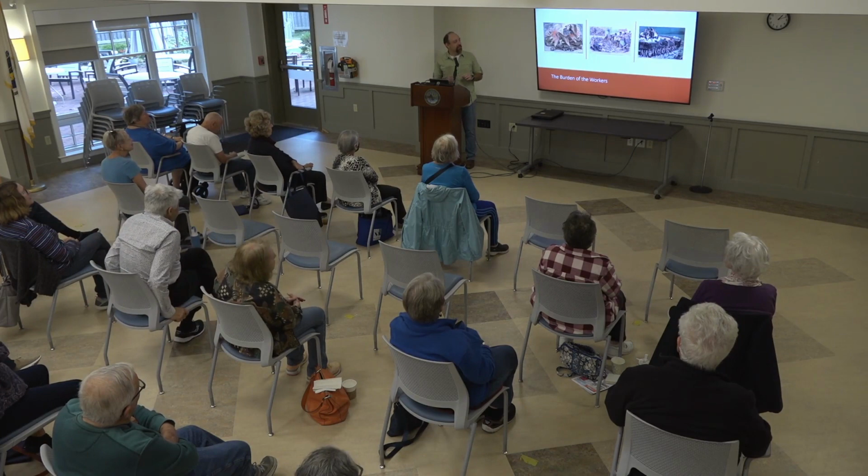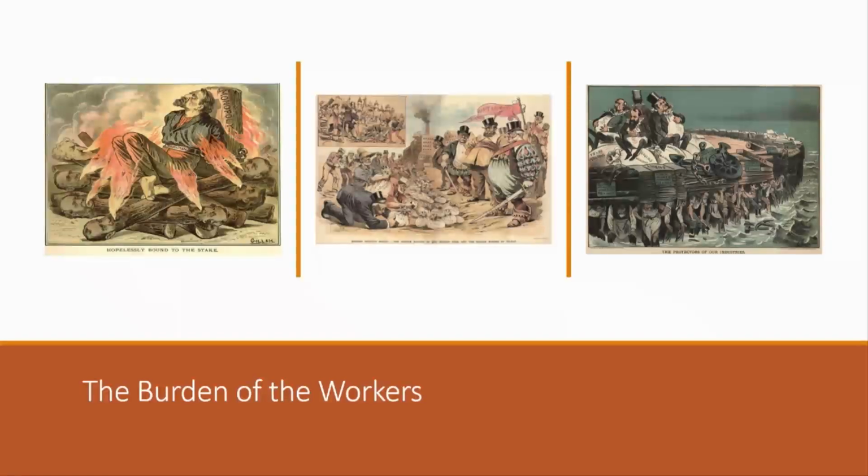And what we see here on these three cartoons are critiques of the power of the monopolies, the power of the industrialists. This cartoon over here on the left is called Hopelessly Bound to the Stake. And what do we see but the working man? They are bound to the stake of monopoly being burned on this pyre. Now, if you look, each of those logs here on the fire has a face on it, representing a politician who's actually breathing the fire that is burning the working man that is tied to the monopoly. So it's a critique of the power of monopoly and also the power of, or the lack of response from Congress.